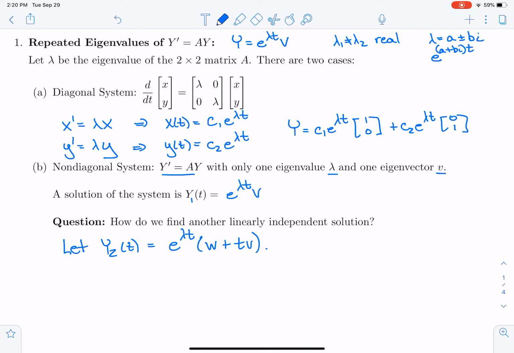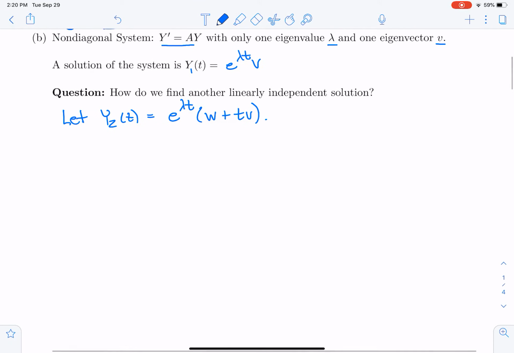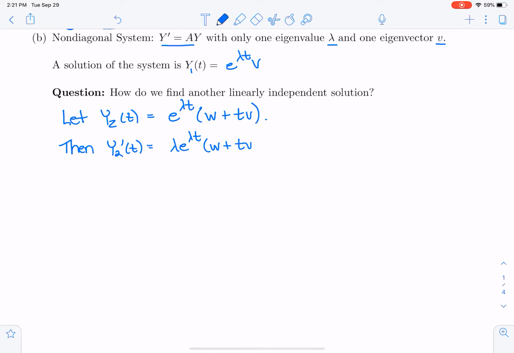Now we want to substitute this back into our system of differential equations to see that it will indeed work out. So let's take the derivative. I'm going to take the derivative using the product rule. That gives me lambda e to the lambda t times w plus t times v, plus e to the lambda t times the derivative of w plus t v, which is just v.